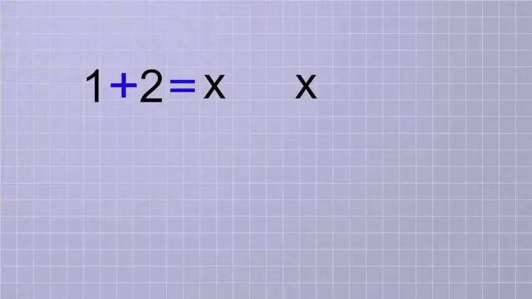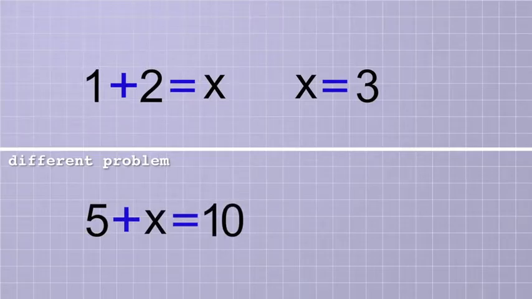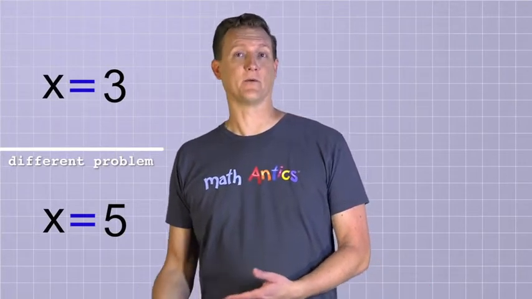For example, in the problem we just solved, the letter x was used to stand for the number 3, right? But x could stand for a different number in a different problem. Like if someone asks us to solve the equation 5 plus x equals 10. In order for the two sides of this equation to be equal, x must have the value 5 in this problem, because 5 plus 5 equals 10. So x, or any other symbol, can stand for different values in different problems.